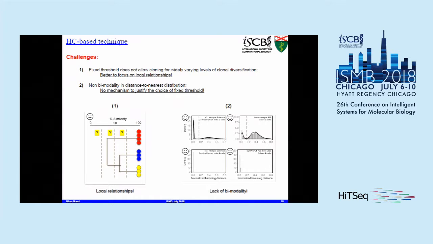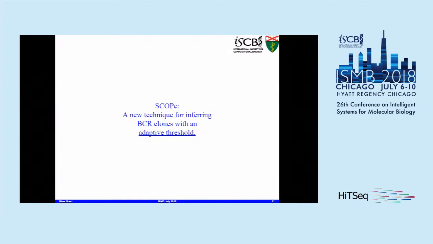The second challenge that we are facing is that distance to nearest is not always guaranteed to be bimodal. For example, in some experimental and some simulated data here, you can see the distance to nearest distribution fails to be bimodal. For example, blood samples usually are highly clonally expanded, so all of the sequences are close to each other, and it would be very hard to find the threshold. Because of these 2 reasons, we had to develop a new technique, which instead of using a fixed threshold performs an adaptive threshold. We call it SCOPE.